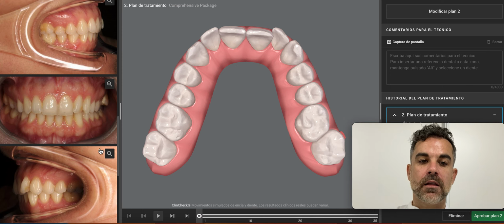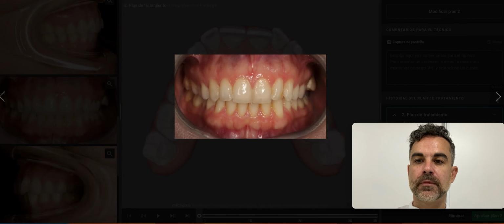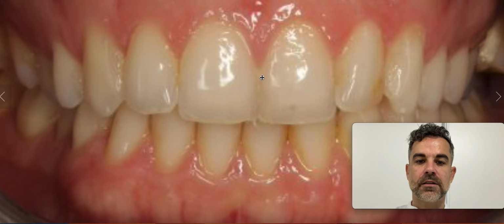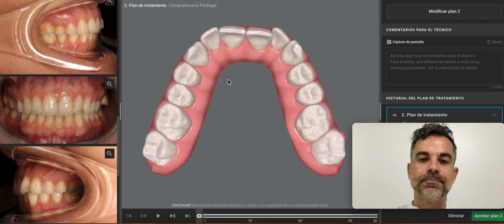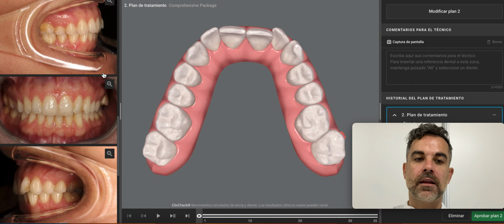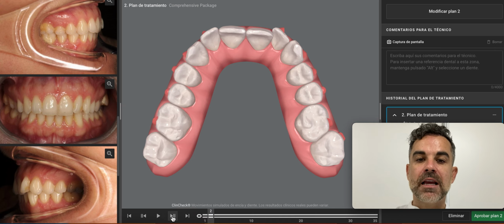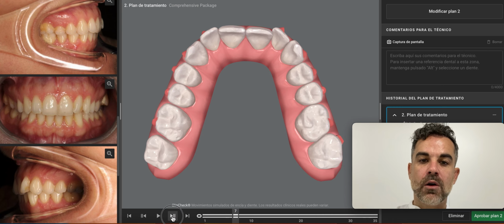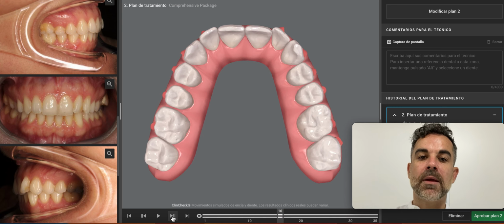As you can see, there is a midline shift. In this case, there's a discrepancy between the upper and the lower one, so we have to take the upper one to the right. And since the anterior torque is negative, as you can see in the lateral pictures, what we're going to do is procline the crowns, and simultaneously we're going to deviate the midline to the right.